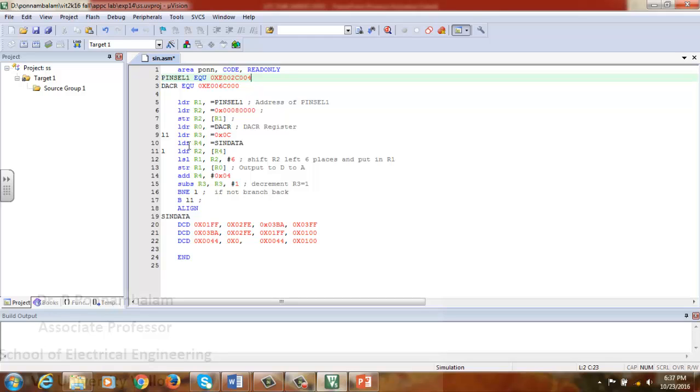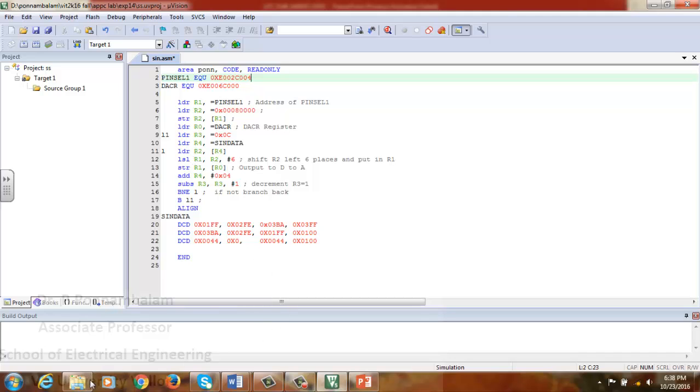LDR R4, =sine data stores the memory address specified by this particular label. Then LDR R2, [R4] fetches the value 1FF initially into the R2 register. Then LSL R1, R2, #6. Logical shift left: it shifts left 6 times and puts the value into the R1 register.